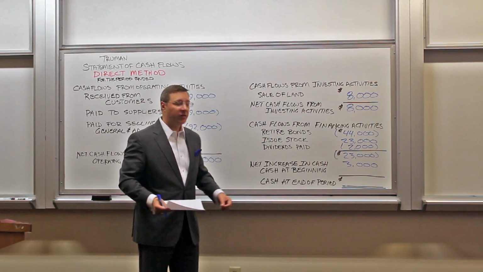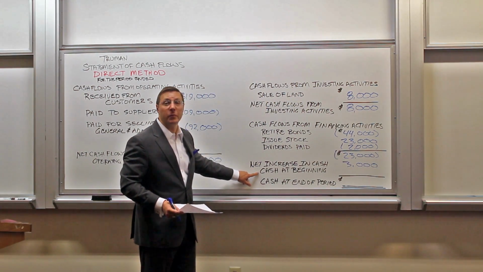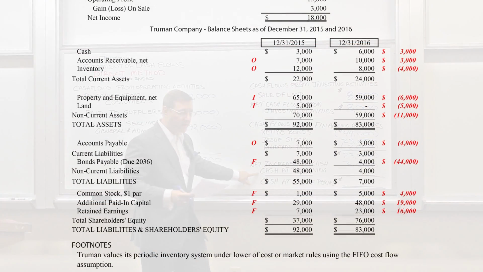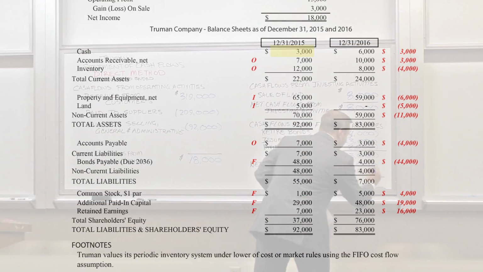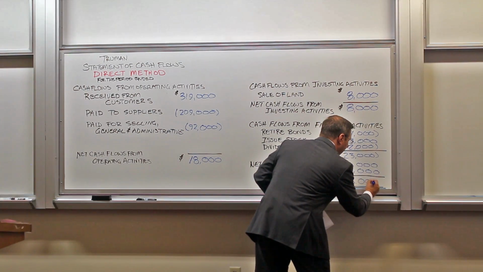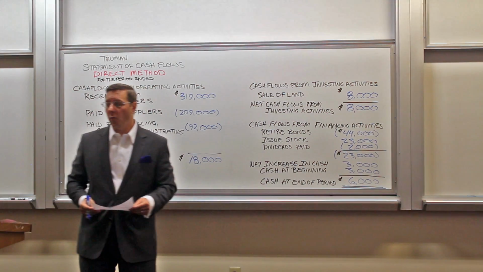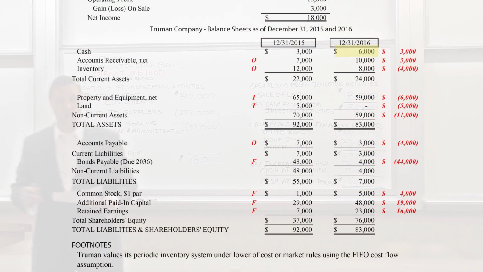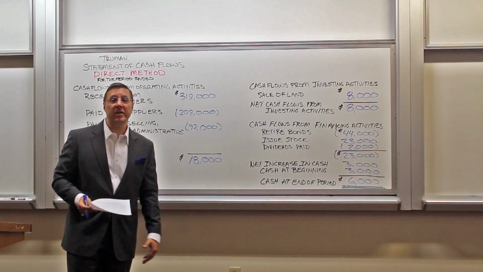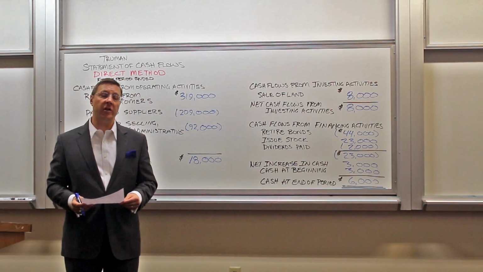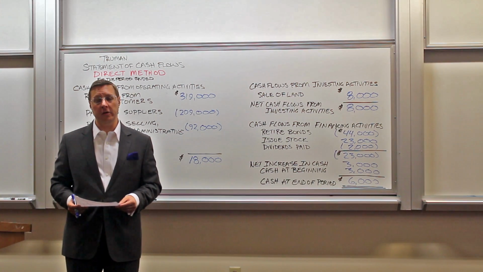We go back to our balance sheet and pull over the previous year, the beginning of the period's cash balance, which was $3,000. Adding those two together, we should have a cash ending balance of $6,000. That lines up with our cash for our current year of $6,000, and our statement of cash flows has adequately explained the change from the previous year to the current year in cash.